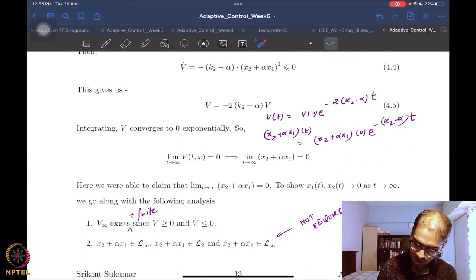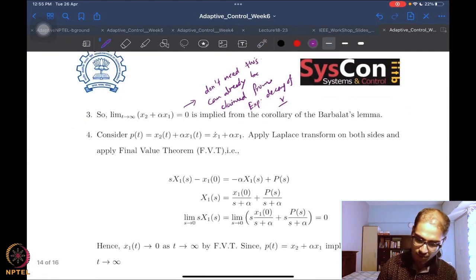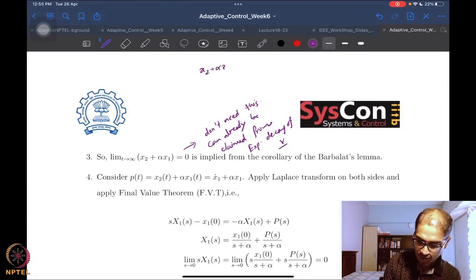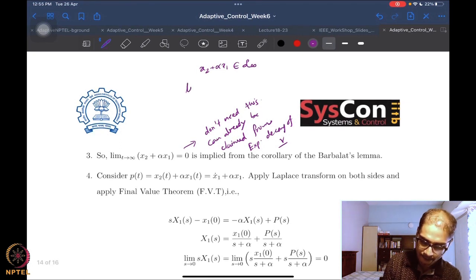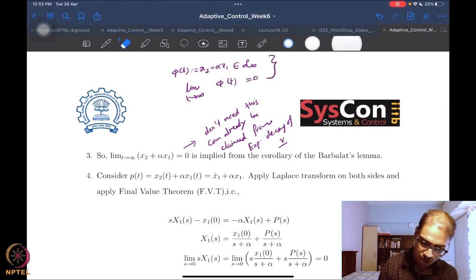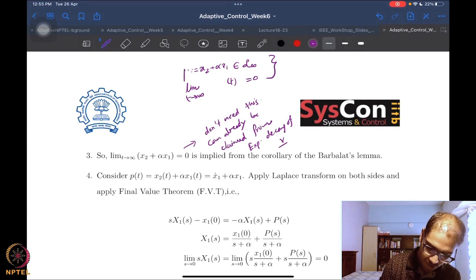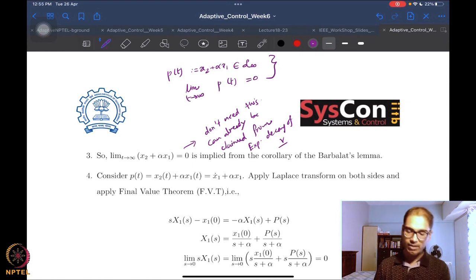Because you can see this is the formula for x2 plus alpha x1 at time t. So if I take the limit as t goes to infinity on both sides, this guy is going to 0. So x2 plus alpha x1 is going to 0. So what do we know? We know two things. x2 plus alpha x1 is a bounded signal. Let me call this p(t), defined as that. And the limit as t goes to infinity of p(t) is 0. I know these two things. I know further that x2 is equal to x1 dot, so I can rewrite p as x1 dot plus alpha x1.